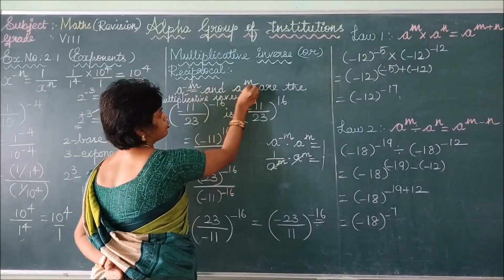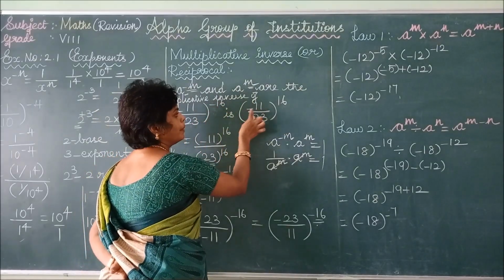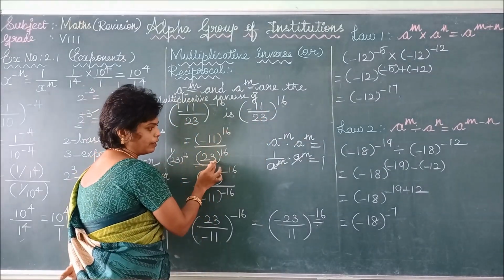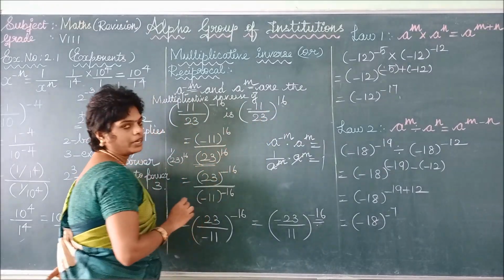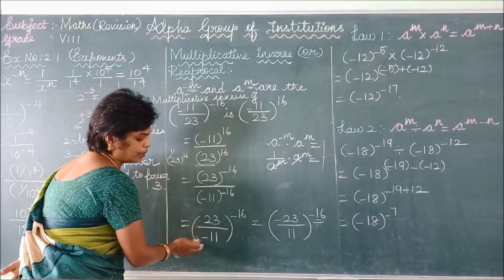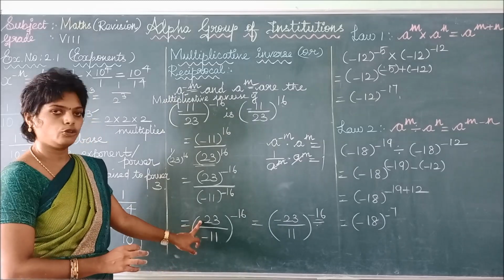Here the negative and positive change. Like this you have to change and write this negative as positive: minus 11 by 23 whole power 16. So split and write the powers, then interchange the numerator and denominator. Take the powers outside. The denominator won't be negative, so you can change the denominator's negative to the numerator.